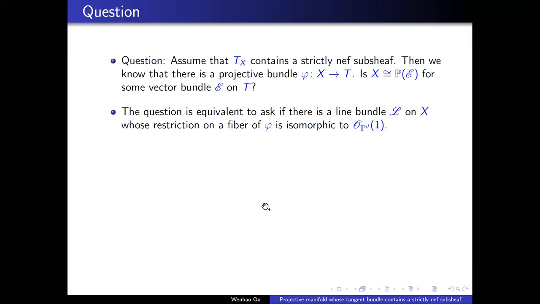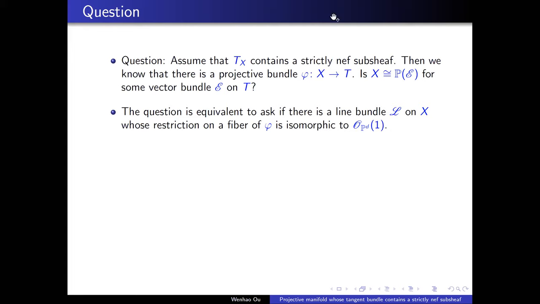So in your question, for the tangent bundle, it contains a strictly nef subsheaf. In this case, it's not necessarily locally free. Then you can also prove that... here it's locally free. Yeah, okay. The strictly nef subsheaf we consider in this talk is locally free. I don't know if we remove the locally free condition, if we can obtain the same result. I don't know yet, but yeah.